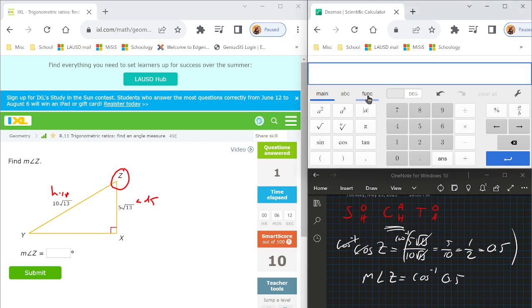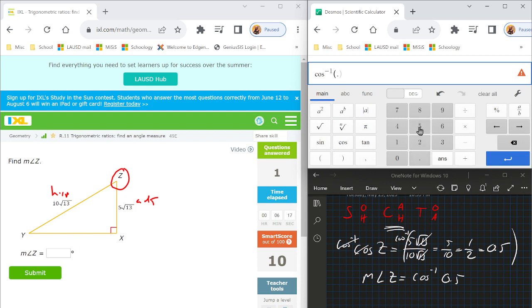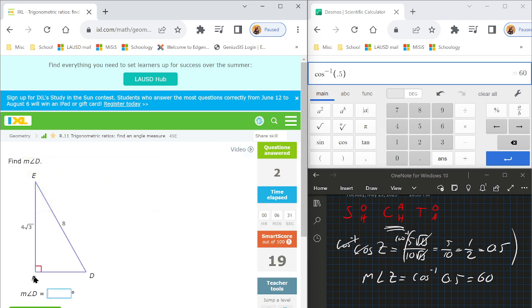Clear all. Function, cosine inverse. Go back to my main one, 0.5. Close that puppy. There's our 60 degrees as I said it would be. So that's 60 degrees. Submit. This is another 30, 60, 90 triangle.